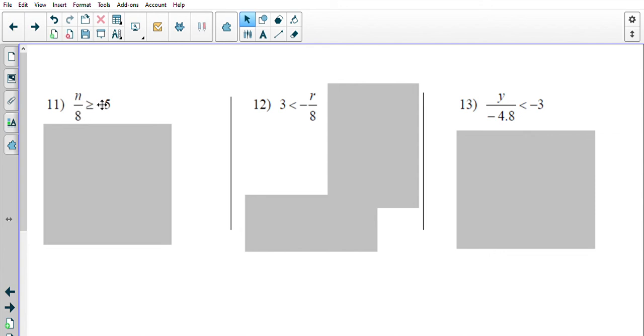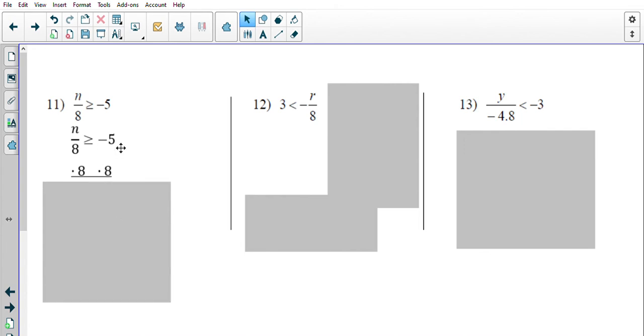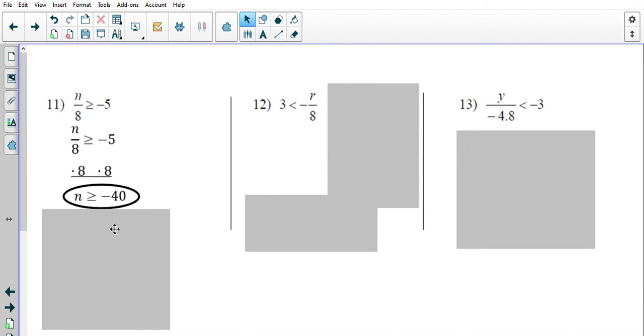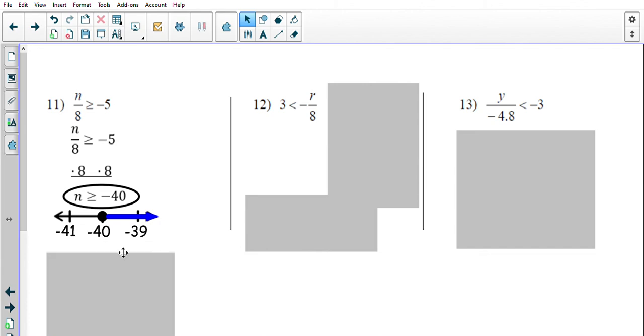N over 8 is greater than or equal to negative 5. The inverse of dividing by 8 is to multiply by 8. Negative 5 times 8 is negative 40. I do not need to flip the symbol around because I multiplied by 8. Is the answer negative? Yes, but I only care this step that I multiplied by a positive 8. For this one, closed circle because it's equal to. Greater than or equal to means I shade to the right. Now I'm going through my graphs pretty quickly here. You may need to take your time working through those, so feel free to pause the video at any time to jot them down. All right, number 12.